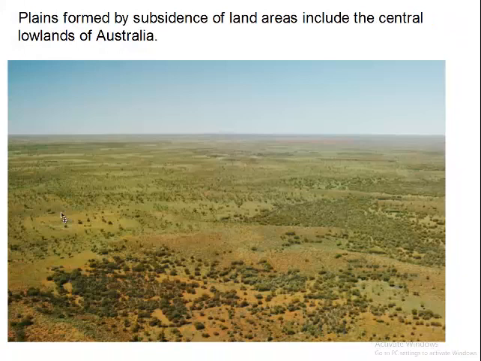Then plains formed as a result of subsidence, that's the depression of land. An example is the lowlands of Australia. All these lands that you see were formed as a result of depression, that is, part of the land subsiding within. So this is how structural plains are formed. So let's put this one down and complete a quick exercise so that we can continue with the rest.